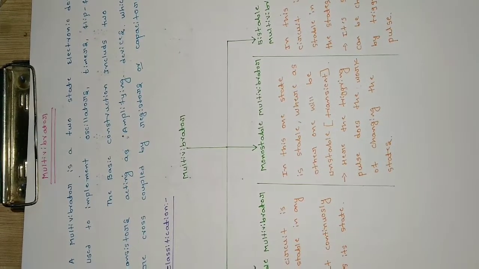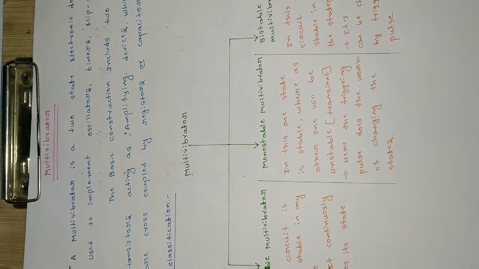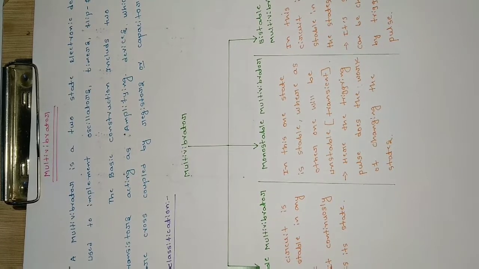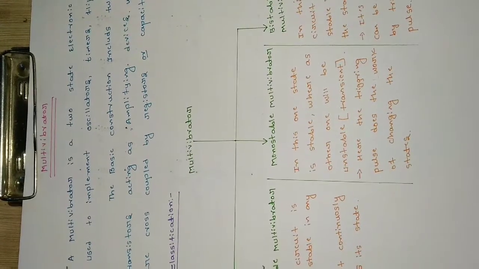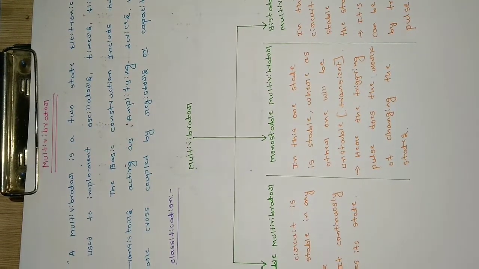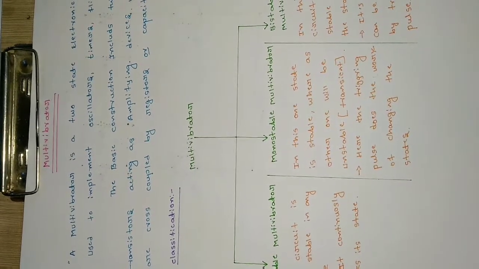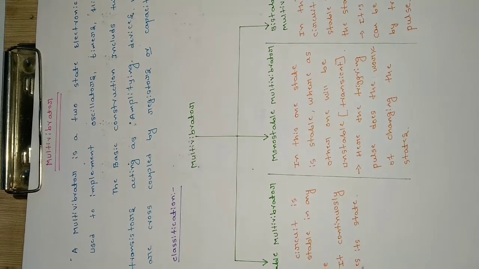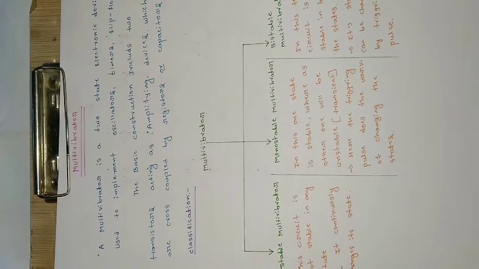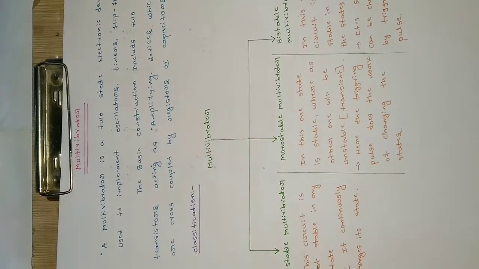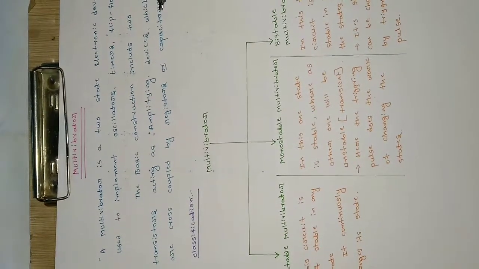If it has one stable state, then it is called a monostable multivibrator, while if it has two stable states, then it is called a bistable multivibrator. The basic construction includes two transistors acting as amplifying devices which are cross coupled by resistors and capacitors. Here we will be using two types of components, active components as well as passive components. The transistors are the active components, cross coupled to each other with the help of passive components, that are resistors and capacitors.